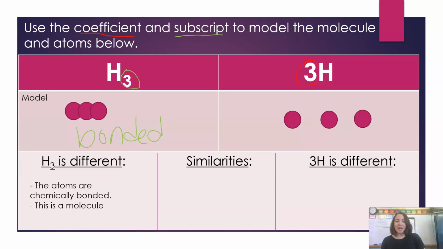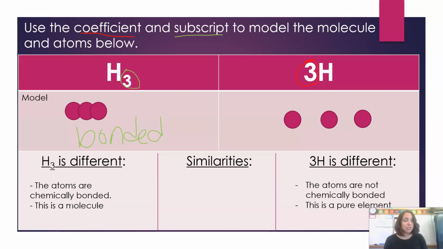How are they similar and different? So H3 is different because the atoms are chemically bonded, and we have a molecule because of that bond. 3H, we do not have them bonded, and this is a pure element. We just have them by themselves. They are similar because in both situations we have 3 hydrogen atoms.